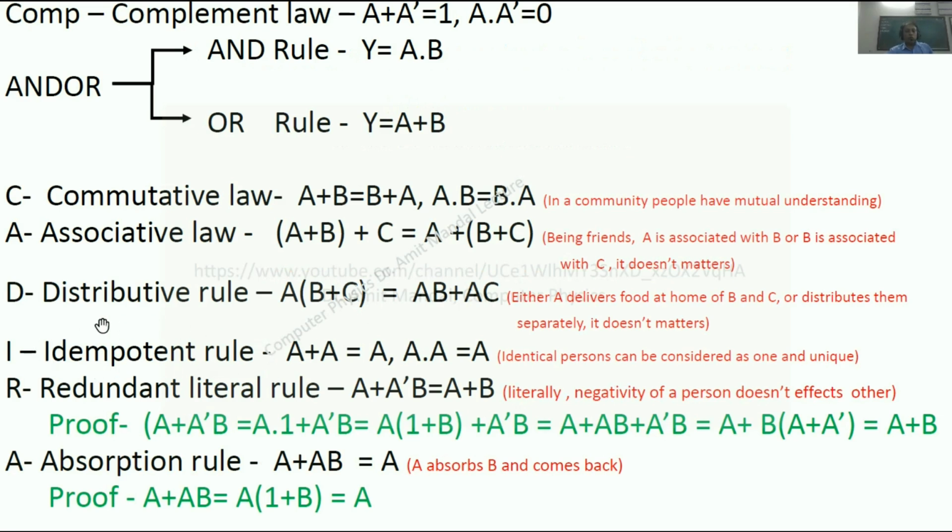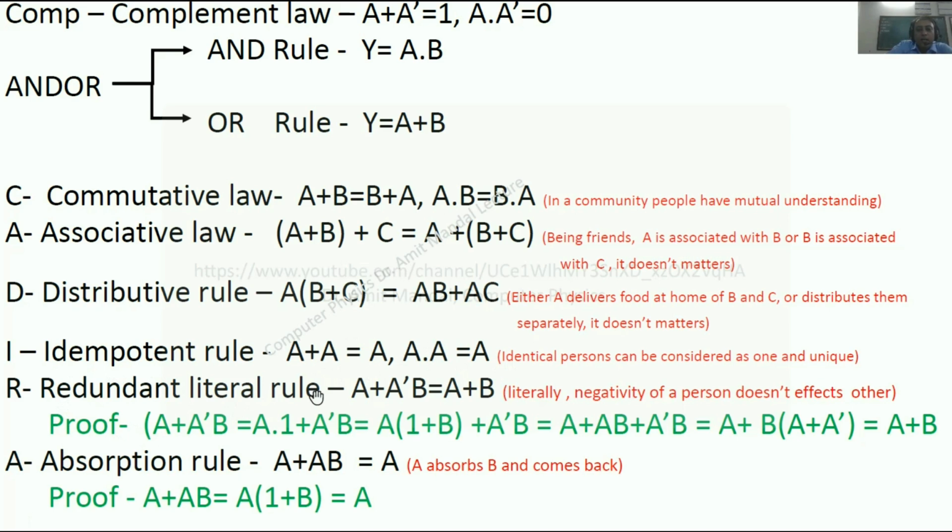Now the idempotent rule. It says A plus A, means A is ORed with A, is equal to A, or A dot A is also A. So A is ANDed with A, it is A. You can memorize it like this: idempotent and identical. The words are of almost the same pronunciation. So identical persons can be considered as one and unique. It means if there are identical persons, then you can consider them as one. So A plus A is A, A dot A is also A.